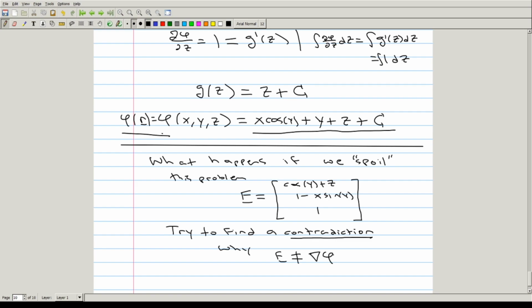But this will end the lecture for today. This is a very, very important topic, and what we'll be moving into in the next lecture is going to be the definition of what's called a surface integral.